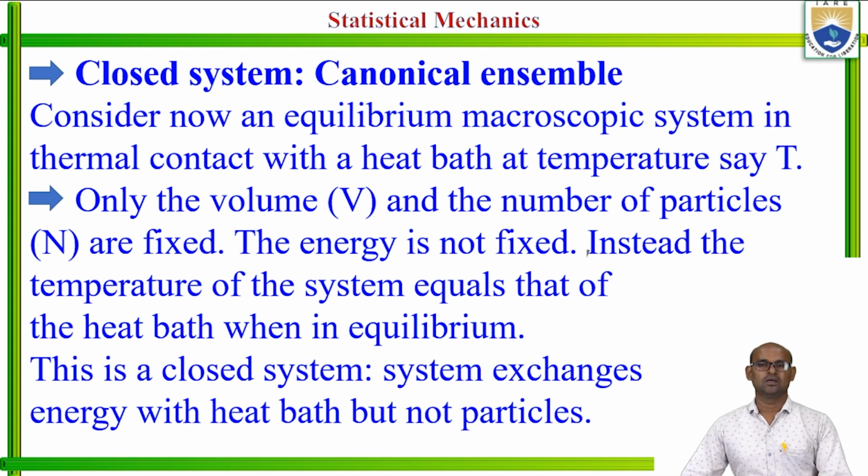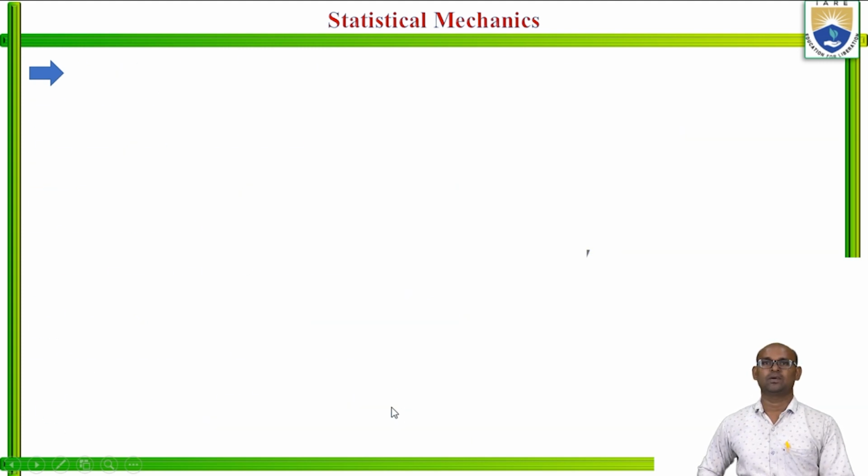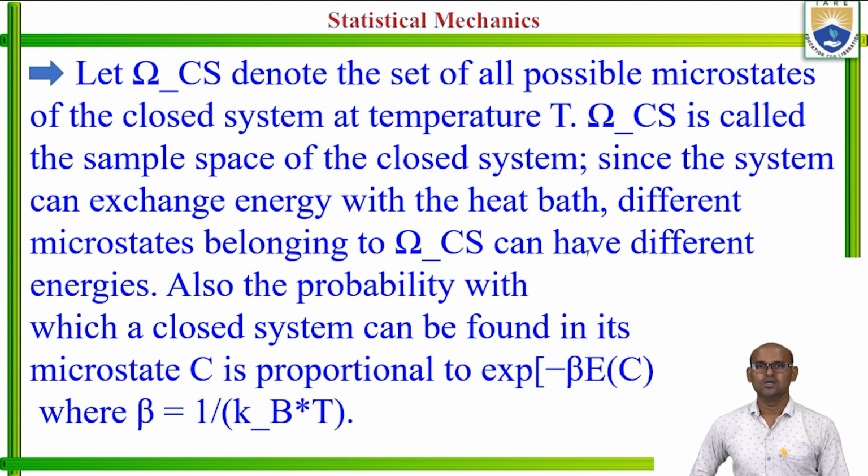So for this closed system, temperature, volume and number of particles are constant. This is a closed system where the system exchanges energy with the heat bath but not particles. For this closed system, we can construct a canonical ensemble. Let omega Cs denote the set of all possible microstates of the closed system at temperature T, and omega Cs is called the sample space of the closed system.